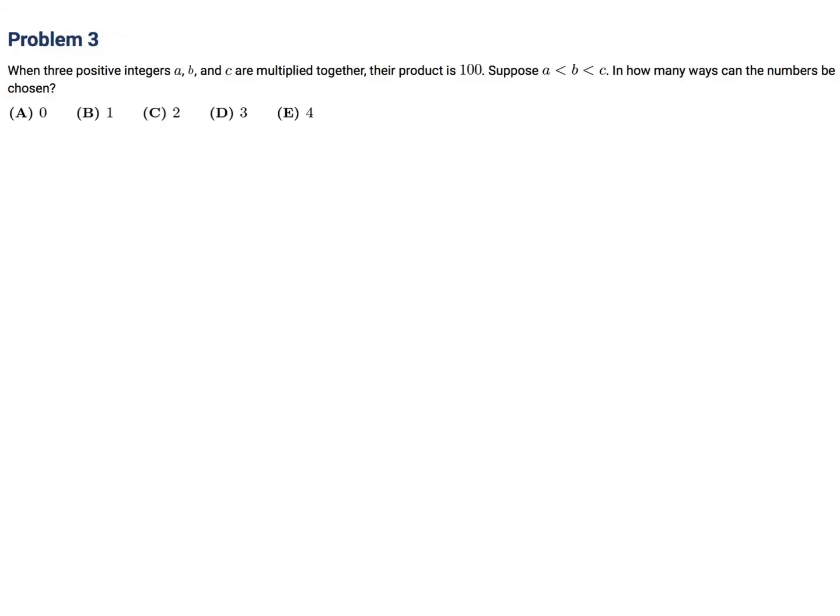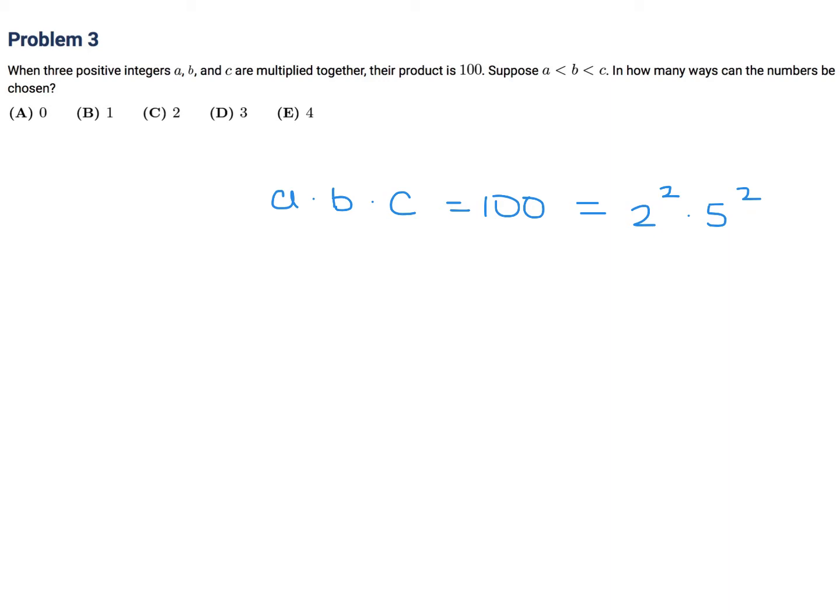When 3 positive integers a, b, and c are multiplied together, their product is 100. Suppose that a is less than b is less than c. In how many ways can the numbers be chosen? So we have a times b times c, and they're saying that is 100. Okay, well, what is 100? It's 2 to the power of 2 times 5 to the power of 2, right?